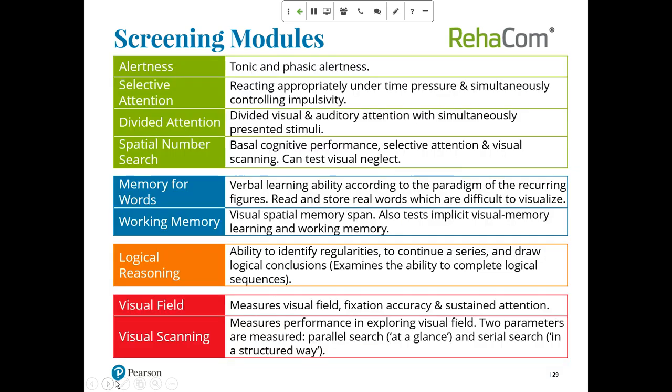So these are the screening modules. You are looking at tonic and phasic alertness. Can the person react? Can they divide attention between visual and auditory attention, particularly when both are being presented at the same time? Can you select what you need to attend to? Can you visually scan? And are you actually missing an area of the screen?